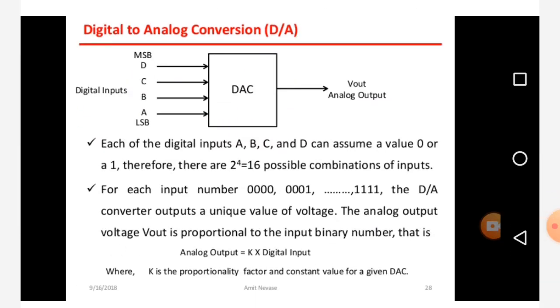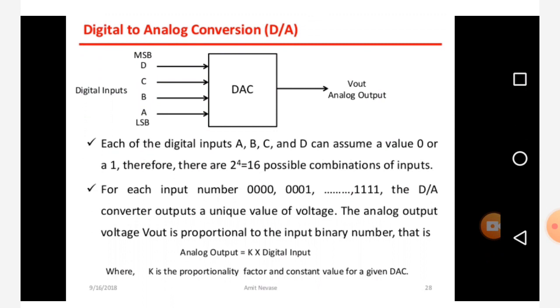You can see in the picture the basic concept of a D to A converter, or digital to analog converter. Inputs are in the form of digital, that is 0 and 1. It has 4 inputs and you get Vout as an analog output. Each of the digital inputs A, B, C and D can assume a value 0 or 1. Therefore, there are 2 raised to 4, 16 possible combinations of inputs.